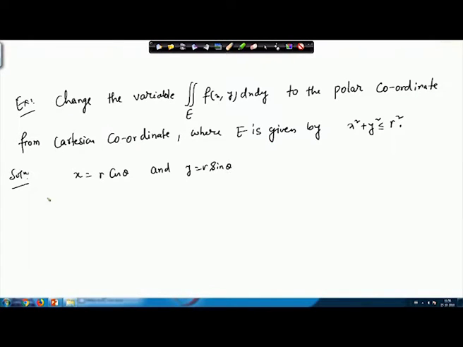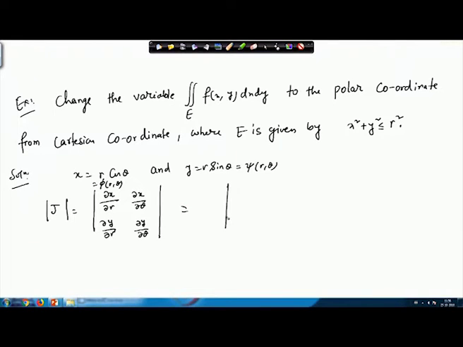So, let us calculate the Jacobian determinant. The Jacobian determinant is the determinant of del x. Our new variables are r and theta, so I can write this as a function of r and theta: phi(r, theta) and psi(r, theta). Phi(r, theta) is r cos theta, and psi(r, theta) is r sin theta. So, we have del x del r, del x del theta, and then del y del r and del y del theta.